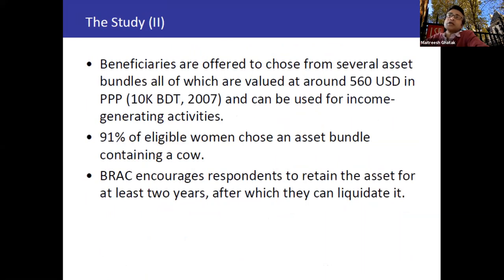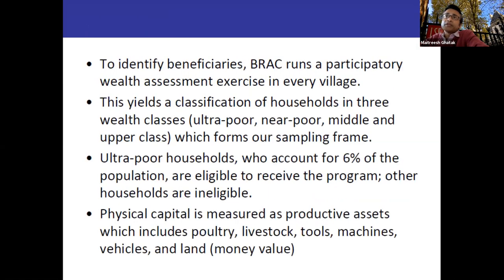Beneficiaries are offered a choice from several asset bundles. Most of them, meaning more than 90%, ended up choosing the asset bundle containing a cow, because livestock dairy is the popular form of self-employment activity from the baseline survey that we had. The BRAC program encouraged respondents to retain the assets for at least 2 years, after which they are completely free to liquidate or build on what they have.